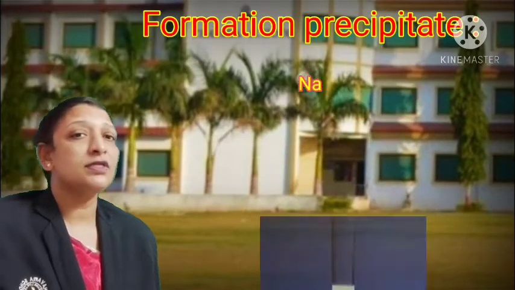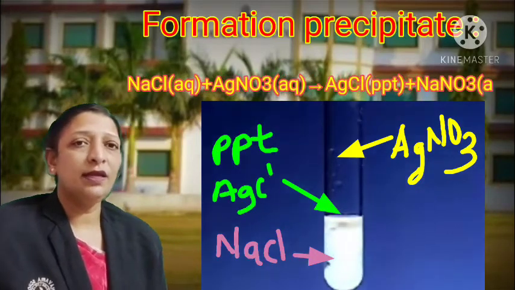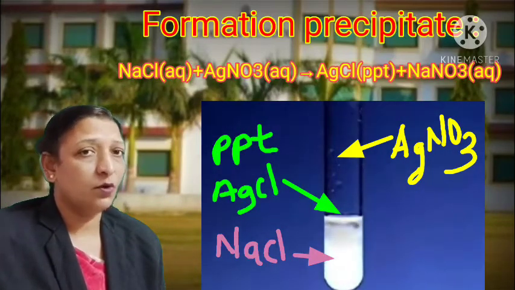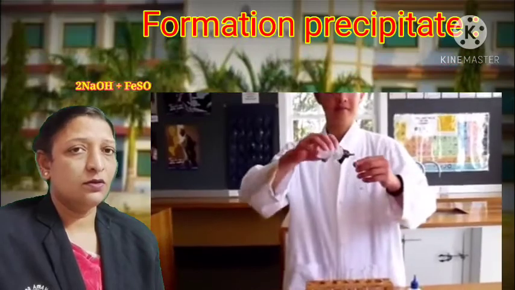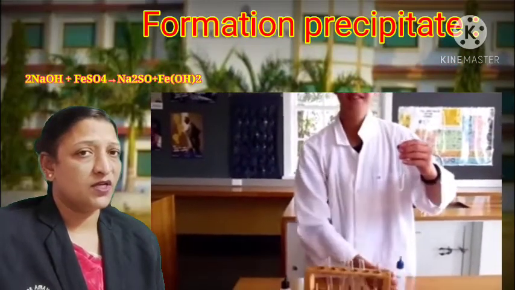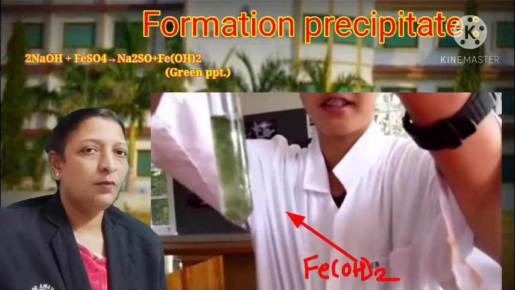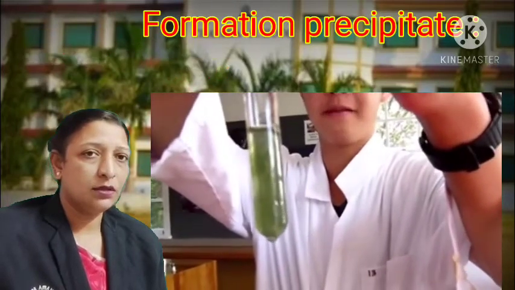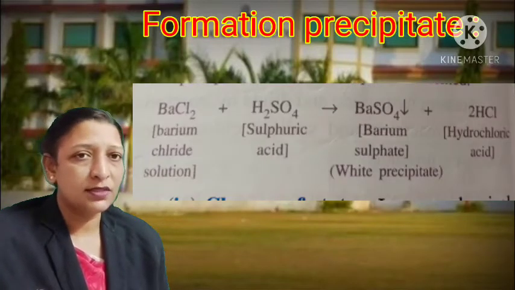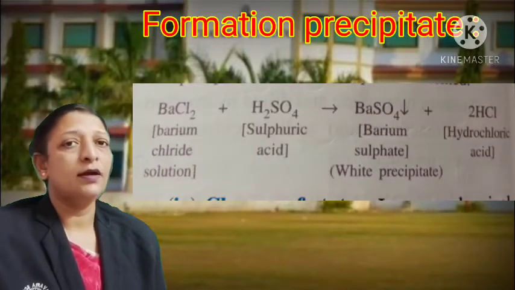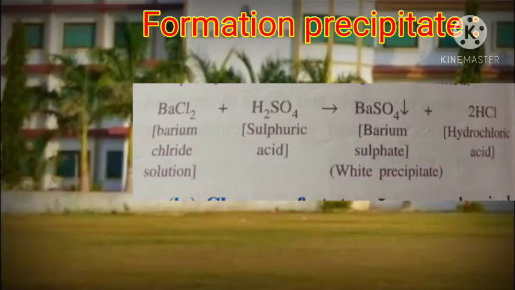When aqueous solutions of silver nitrate and sodium chloride react with each other, we can see a white colored precipitate formed, which is silver chloride. Second example: when iron sulfate reacts with sodium hydroxide, the chemical reaction takes place and a precipitate of ferrous hydroxide forms, which is dull pale green in color, with sodium sulfate solution. Barium chloride, when it reacts with sulfuric acid, the chemical reaction takes place and a white colored precipitate of barium sulfate forms, along with hydrochloric acid solution.